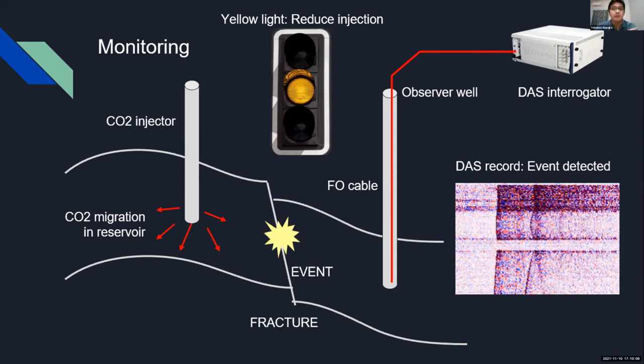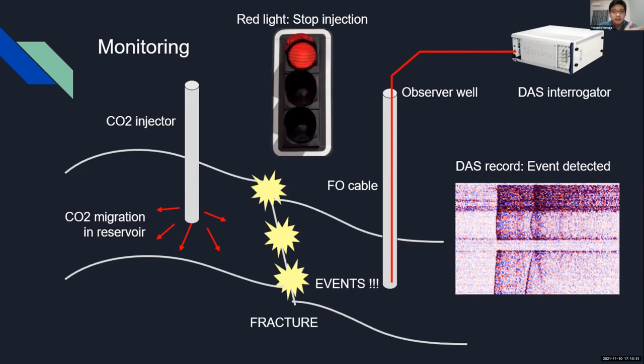So that's why the fiber optic cable is the future of monitoring anything. It can be used to monitor production fluid or anything else we can do with fiber optic. Because there is an event, of course, the traffic light goes to yellow, so it means that you have to slow down the injection. But when the events increase, you have to stop the injection because the traffic light is red, and you will receive lots of events detected in the DAS record here.